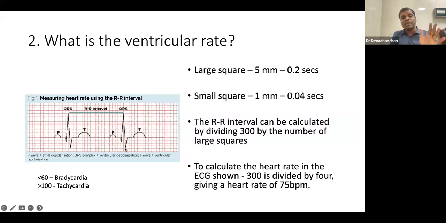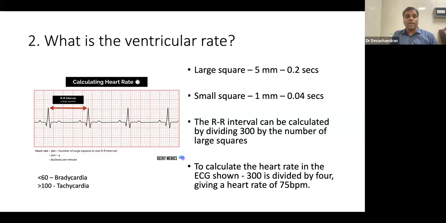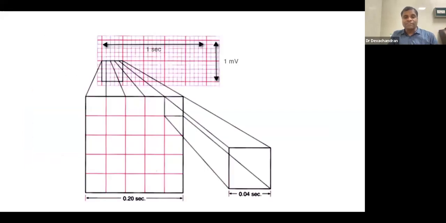This is important when it comes to finding out whether the QRS is wide or narrow. As I mentioned before, less than 60 is brady and more than 100 is tachy. So we've answered the second question. First, electrical activity present. If the electrical activity is present, what is the ventricular rate? You all know how to calculate the ventricular rate now. Okay. So that's another picture showing the ventricular rate for 300 divided by 4, 75 beats per minute.